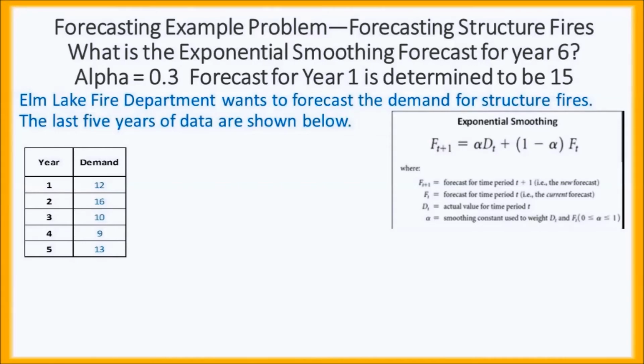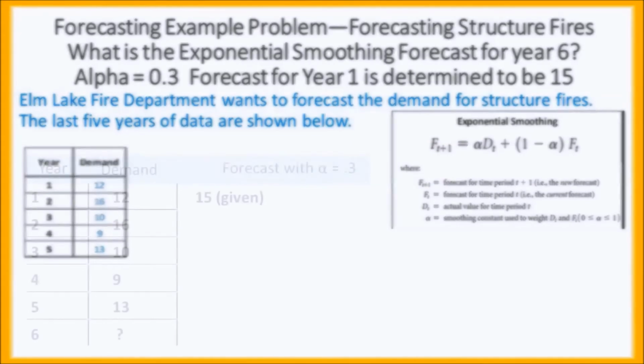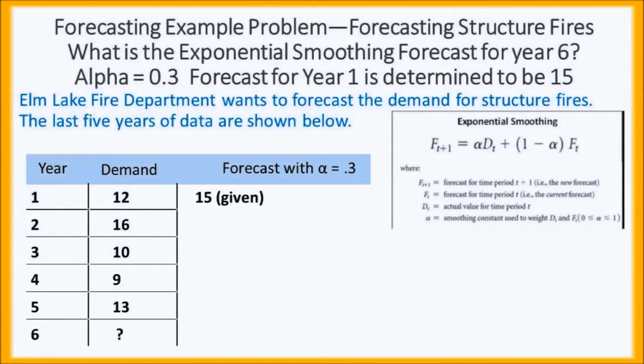Now remember, with an exponential smoothing forecast, we're going to have to build up to get to a year 6 forecast. So we're just going to start in year 1. We have that forecast of 15. We're going to have to calculate a forecast for year 2 and year 3 and year 4 and year 5 to get to year 6. So because of that, I might set up the problem similar to this, and write down the years, the demand, and my first year's forecast, which is 15. Now that gives me all of the variables that I'm going to need to continue calculating year 2, 3, 4, 5, and 6.